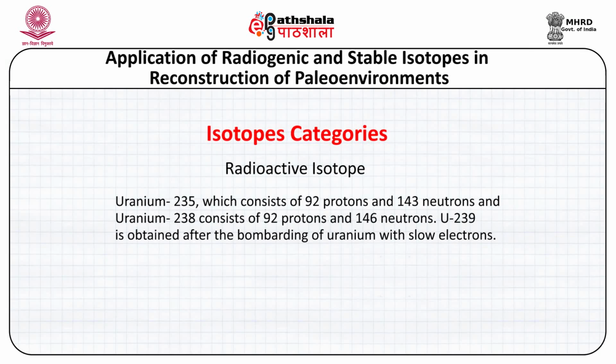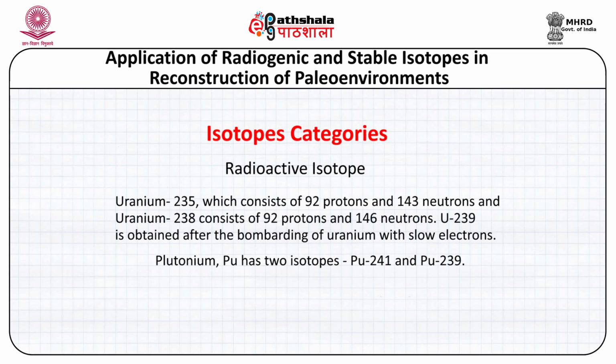Some examples of these radioactive isotopes are such as uranium, which has two isotopes, uranium-235, which consists of 92 protons and 143 neutrons, and uranium-238, which consists of 92 protons and 146 neutrons. Uranium-239 is obtained after the bombarding of uranium with slow neutrons. The half-life of the radioisotope uranium-239 is 23 minutes, and it disintegrates by beta particles to produce a new element known as neptunium with mass number 239 and atomic number 93.